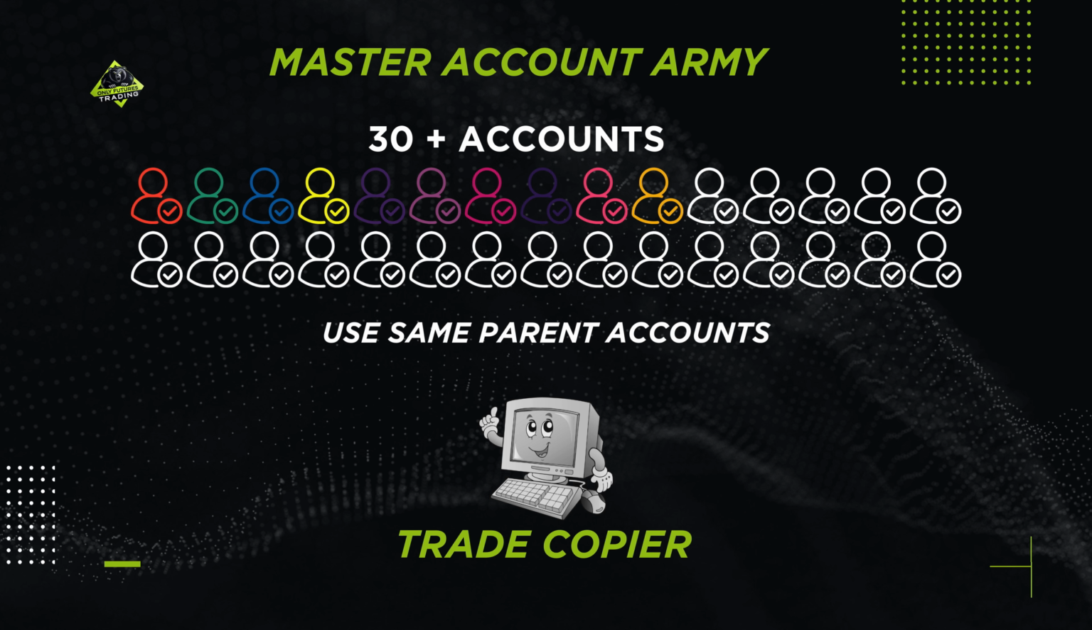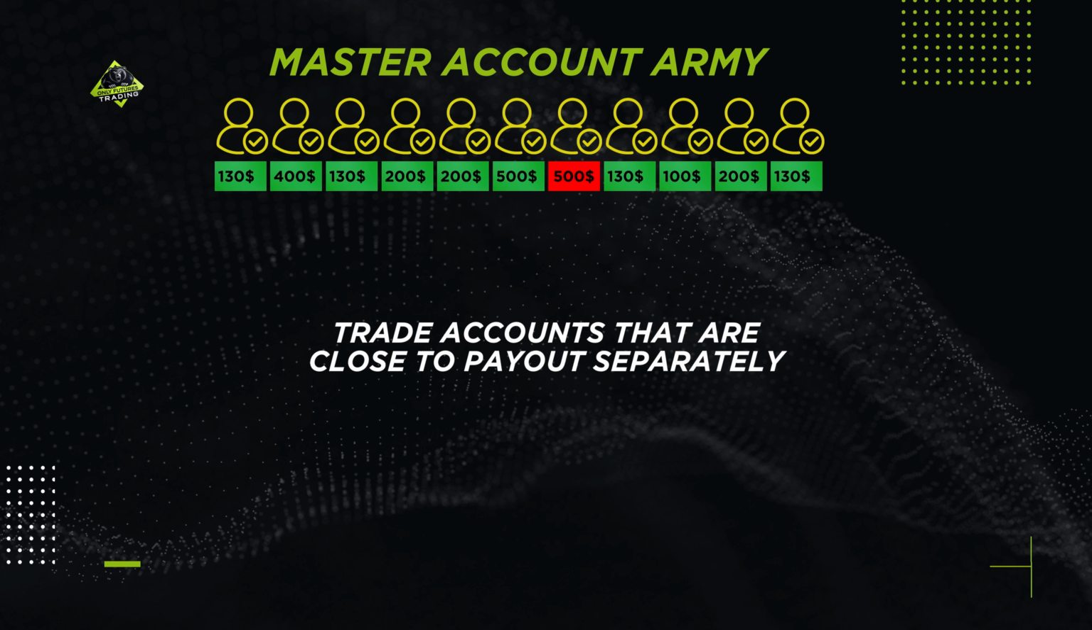I wouldn't go over 5 accounts in a group with this method. The more you add, the more likely you are to encounter problems. When you get accounts close to payout, I prefer to trade those separately. The purpose of the trade copier has already been served, and you want to avoid big losses near payouts. You don't want to risk it.